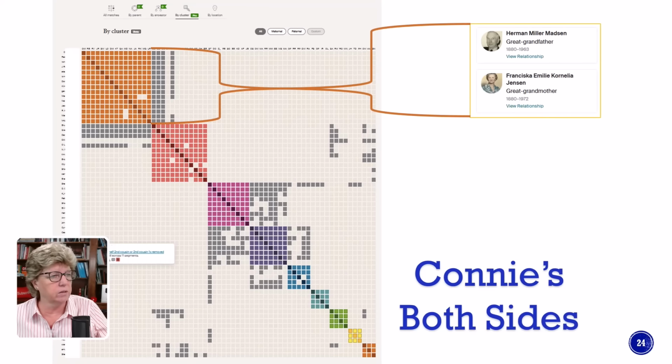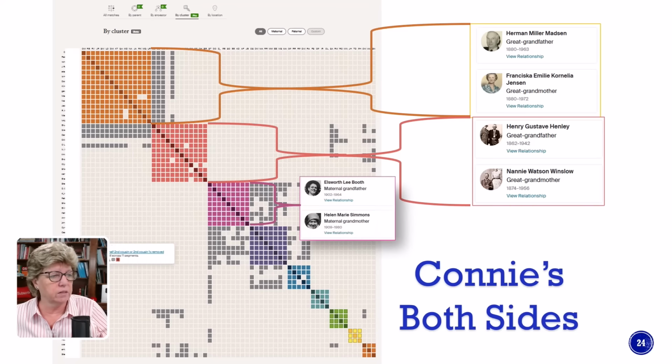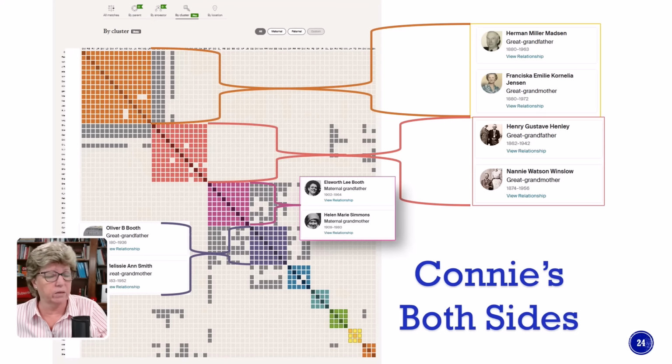In this case, these are all descendants from my Madsen-Jensen ancestral couple. This cluster comes from my Henley-Winslow ancestral couple. This little pink cluster comes from my grandparents on my mother's side. This cluster is my great-grandparents on my mother's side. So these two clusters up top here, there's no specific organization as to grandparents or great-grandparents. It has to do with the number of matches. We'll get to that in a second.